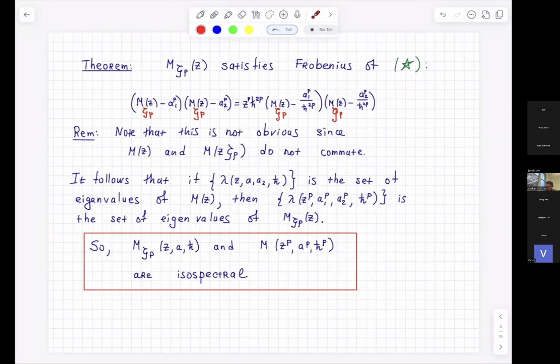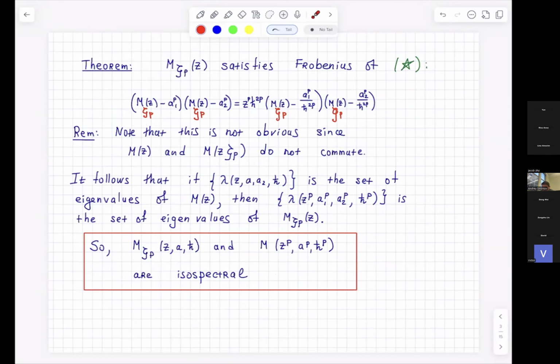So the eigenvalues of this averaged matrix are the same as the eigenvalues of M, and again you just need to raise all variables to the power p. The other way to say that is that the averaged matrix and the original matrix in which all variables are raised to the power p are isospectral. Again, this is not an obvious identity, but it is true.